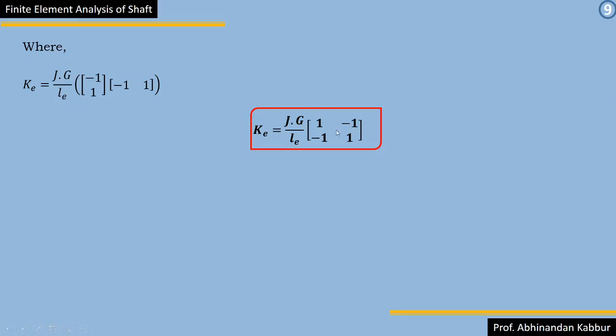It is similar to the stiffness matrix we derived for the bar element, where I have AE divided by Le, where A is the area of the member, E is the Young's modulus, and Le is the length of the element. Here the length of the element is the same. Now the area and Young's modulus are replaced with J and G, that is, the area is replaced with the polar moment of inertia, and Young's modulus is replaced with the shear modulus. That is the change here. So this is my stiffness matrix for the shaft element.